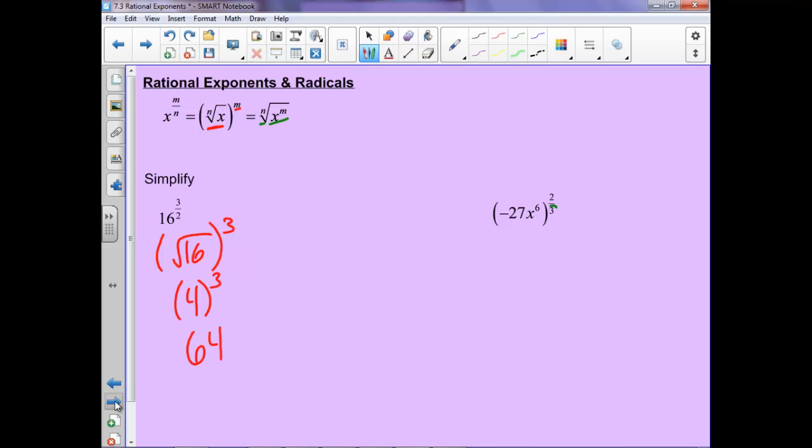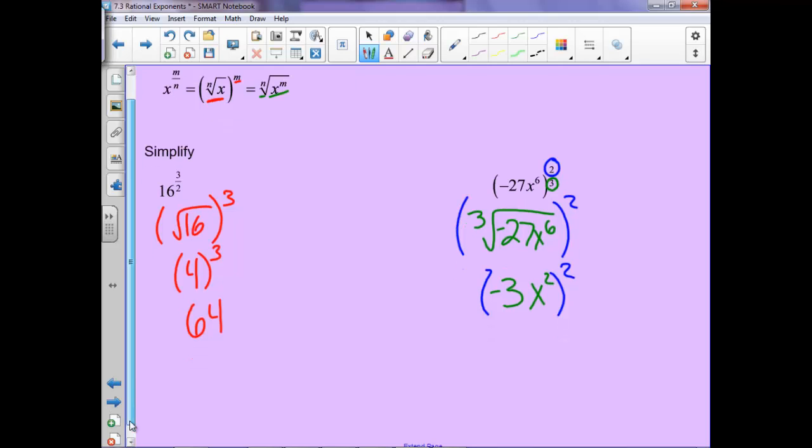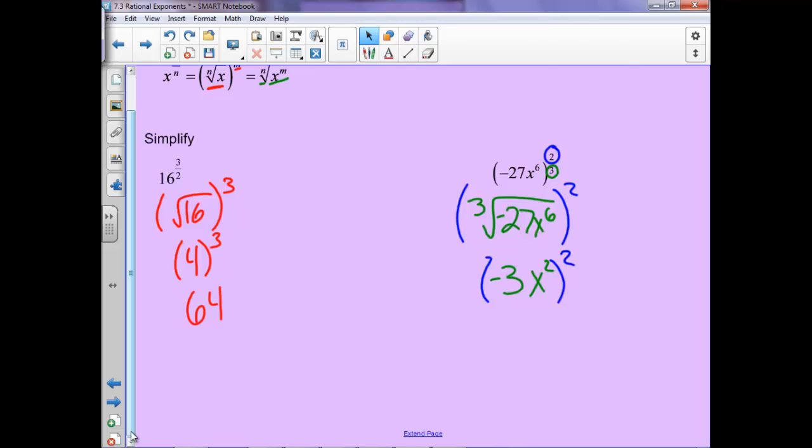Now this one is going to be easy if we look at the cubed root first. But we still have this whole thing squared. So let's look at our cubed root. The cubed root of negative 27 is negative 3. The cubed root of x to the 6 is x squared. And now we just need to square both of those. So negative 3 squared is 9. X squared is x to the 4th.